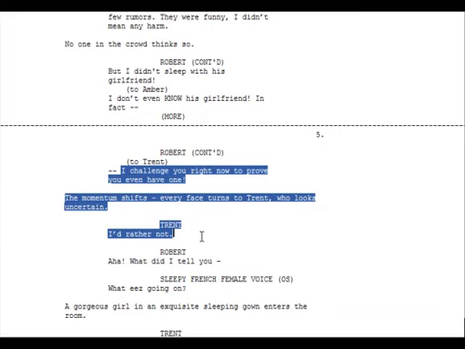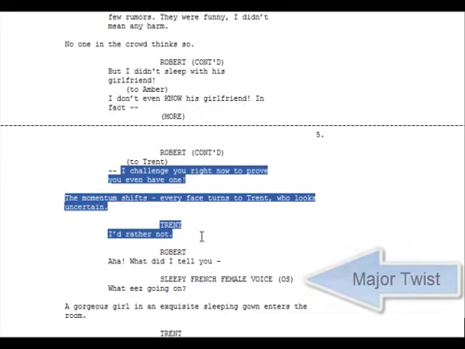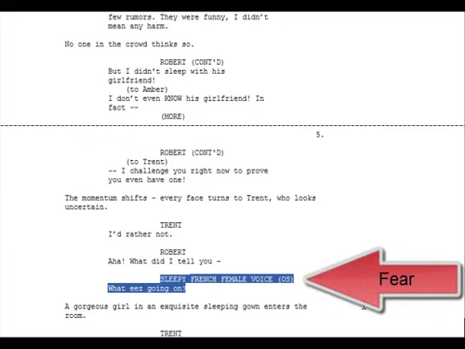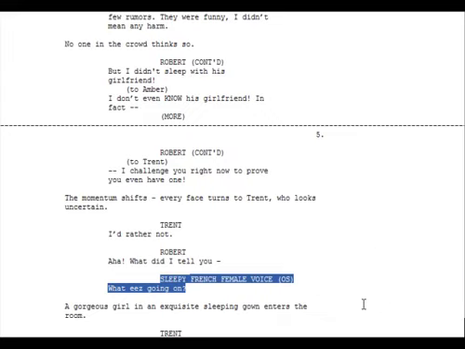Okay. And at that moment, then we hear the sleepy French female voice. And this is a twist. And not only is it a twist, but we're going to find out later on that it also brings another level of subtext. But the moment we hear that, there's fear again. And there's fear that, uh-oh, Trent does have a girlfriend, and it is possibly this person, and now we're going to find out exactly.